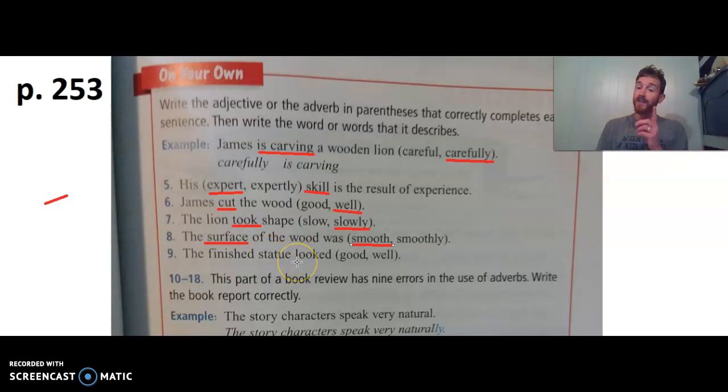Okay, so in this case, here's a clue. This is a linking verb, so we're actually not describing that word. We're describing the finished statue and how it looked. Again, how it appeared, how it was, or how it is. So looked is a linking verb, we're describing statue, which means we need the adjective. Remember which one is always an adjective? That's going to be good. So the finished statue looked good.